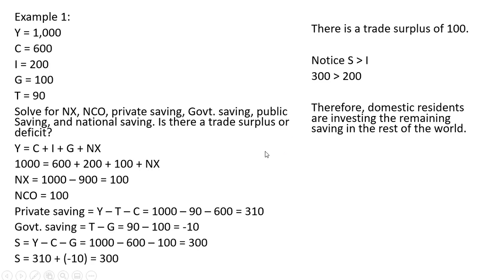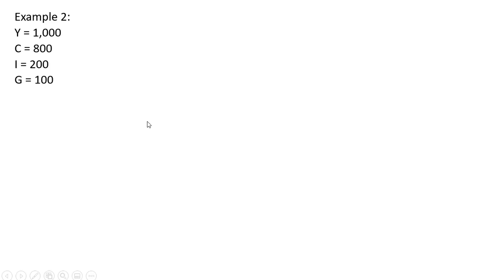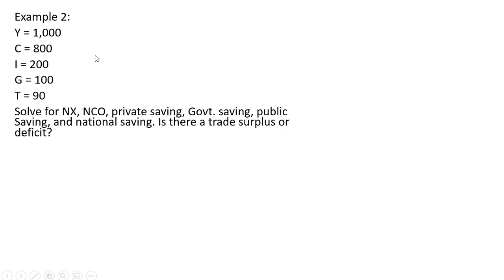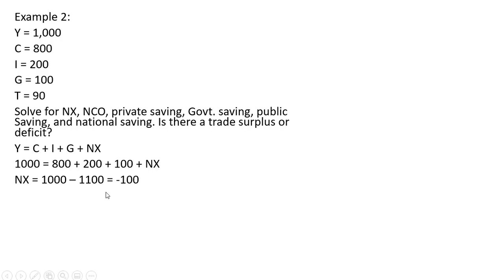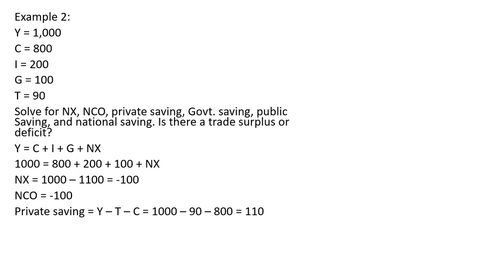All right, let's move on to our second example. Pretty much the same setup, just slightly different numbers here. So first calculate net exports. This time consumption is, instead of 600, it is 800. And we get net exports here of minus 100, so there's going to be a trade deficit in this example. Net capital outflows is minus 100. In this case, capital will actually be flowing into the domestic economy on net rather than out.